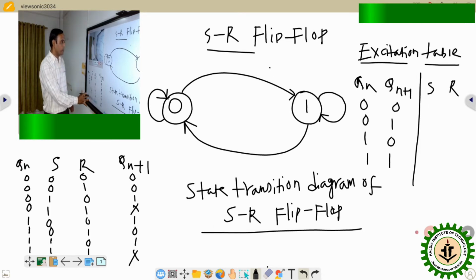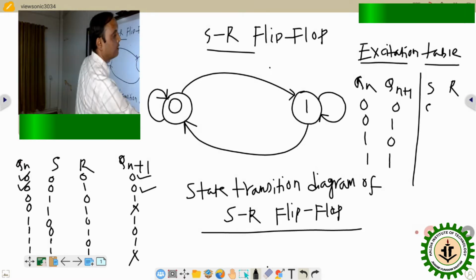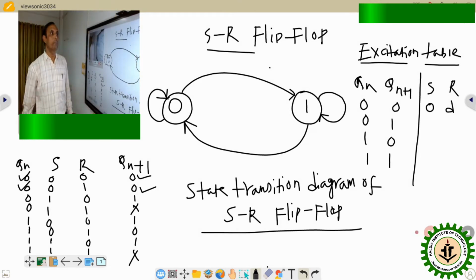Now from that particular portion, what can we know? Qn 0, Qn plus 1 0. In these two positions we have seen Qn value 0 and Qn plus 1 value 0. So what is the value of S and R? In both positions the S value equals to 0, but the R value equals to 0 and 1. That means we can write S value equals to 0, but R value equals to D. D means don't care. That means the value of R may be 0, may be 1.